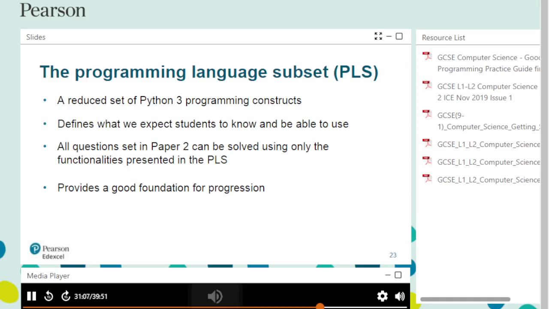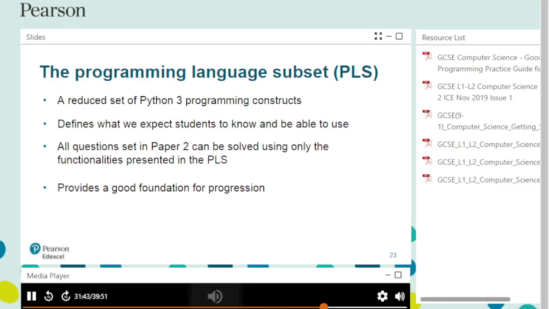All the questions set in paper 2 can be solved using only the functionalities presented in the PLS. This means that more class time can be used for teaching computational thinking and problem solving rather than all the syntax and libraries provided by Python. While there is nothing to prevent students learning more complex constructs or approaches not included in the PLS, there's no need for them to do so. However, should they use a valid technique outside the scope of the PLS to answer an exam question, they will of course be credited with the mark.